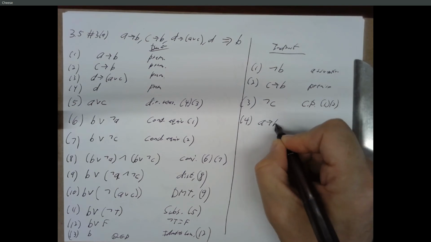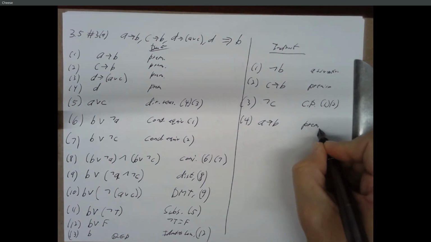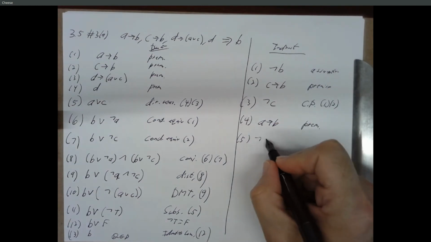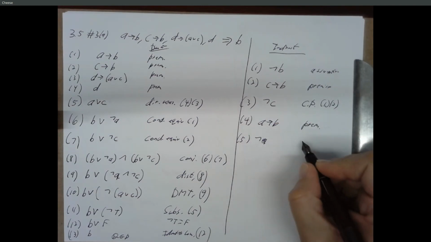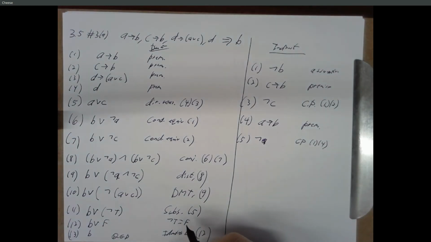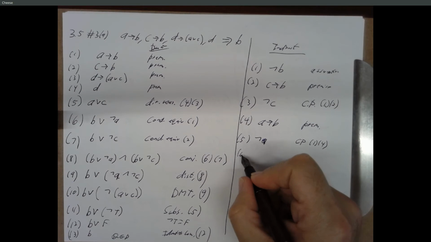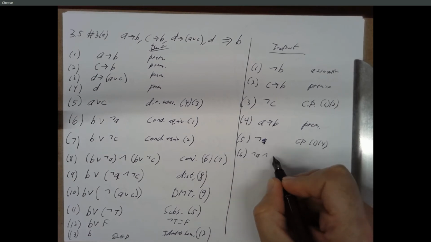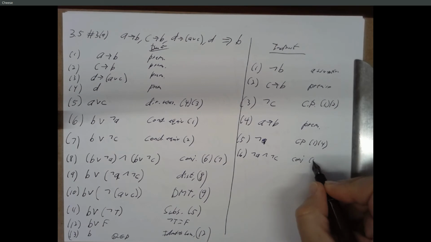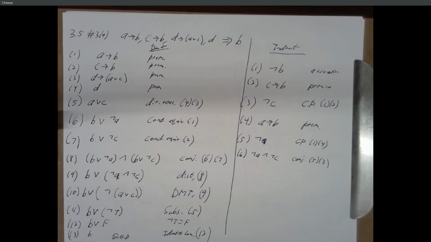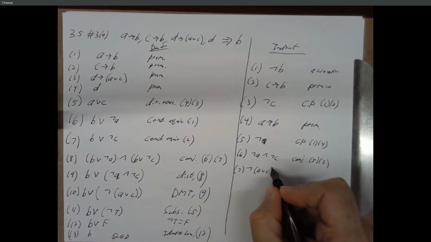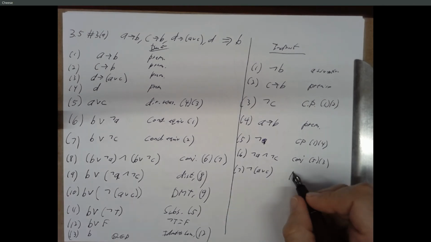We also know that A implies B, that's a premise. And since we have not B and A implies B, we can conclude not A. That's the contrapositive of 1 and 4. So not A and not C. That's just conjunction of 5 and 3. Which means not A or C, that's De Morgan's theorem.